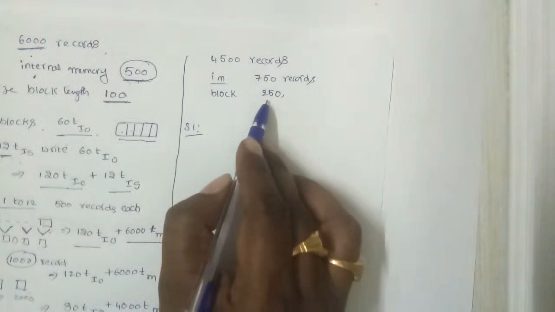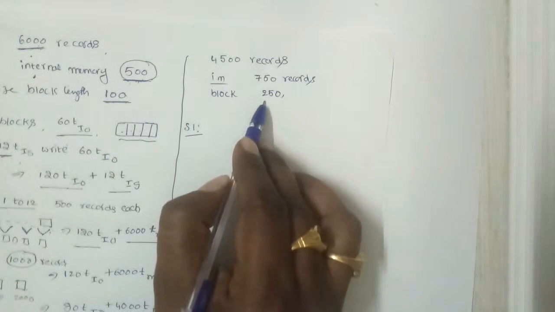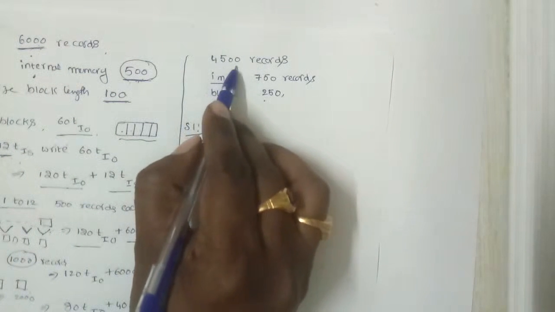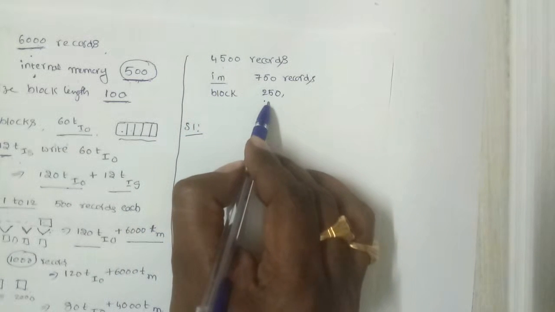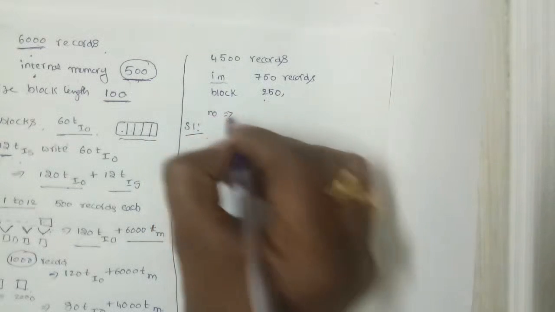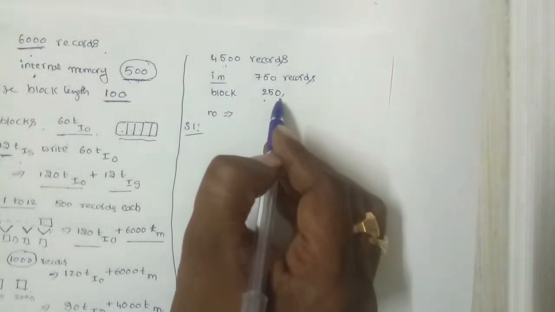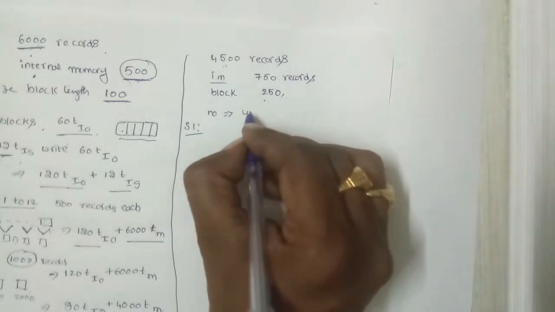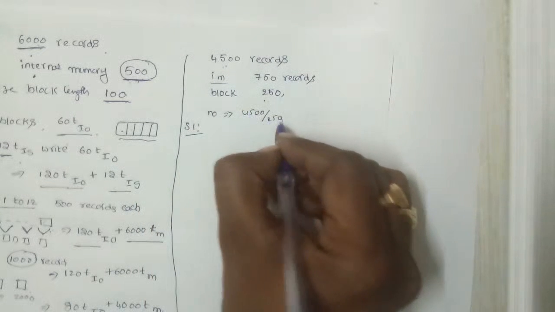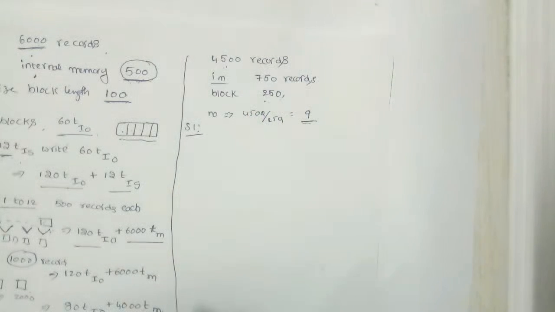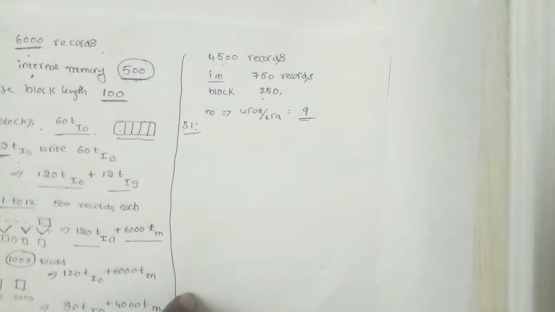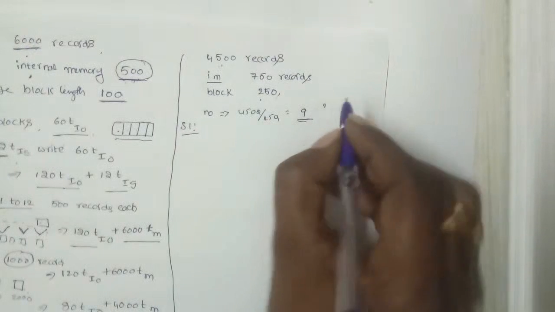How many blocks do we have? The total is 4500 and the size of each block is 250. So the number of blocks is 4500 by 250, that is 9 blocks. So we have a total of 9 blocks.